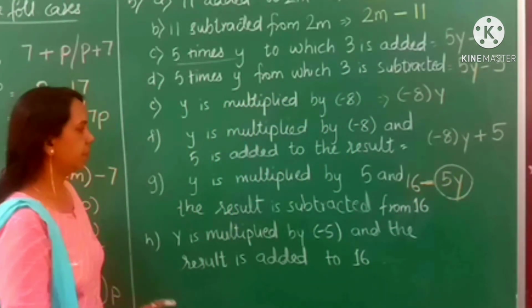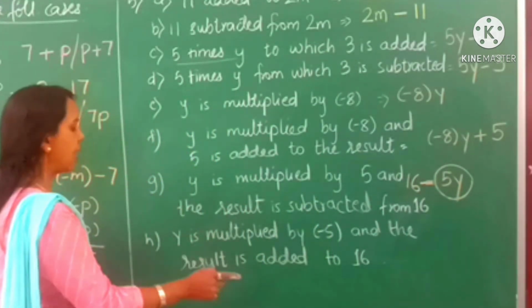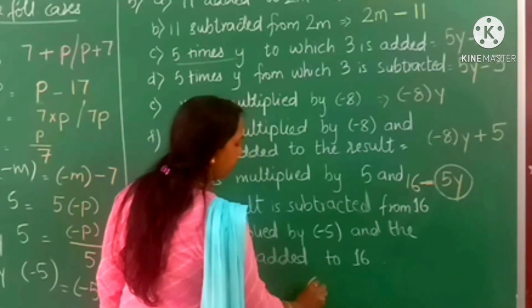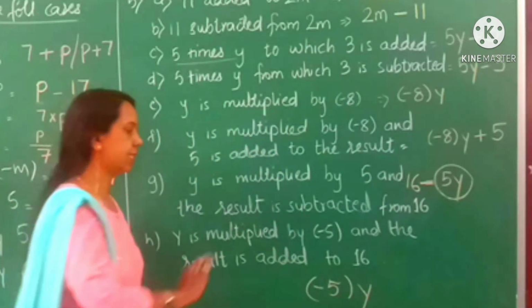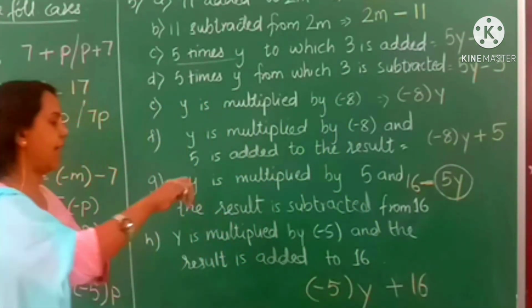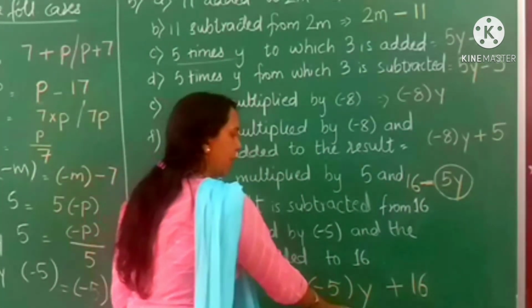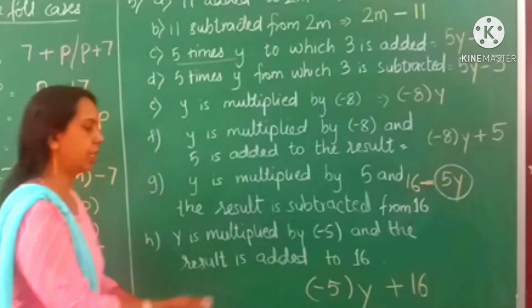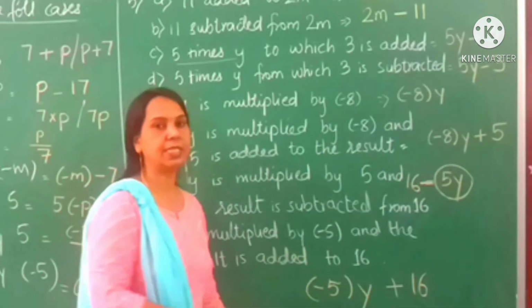Okay. Next, y is multiplied by minus 5 and the result is added to 16. So the expression will be minus 5 into y, and whatever the result is, we have to add 16. Okay. So here 5 is negative, so your minus 5 is written here. Y is multiplied and whatever the result we get is added to 16. Okay, here you can write 16 prior also, 16 plus minus 5y or minus 5y plus 16.